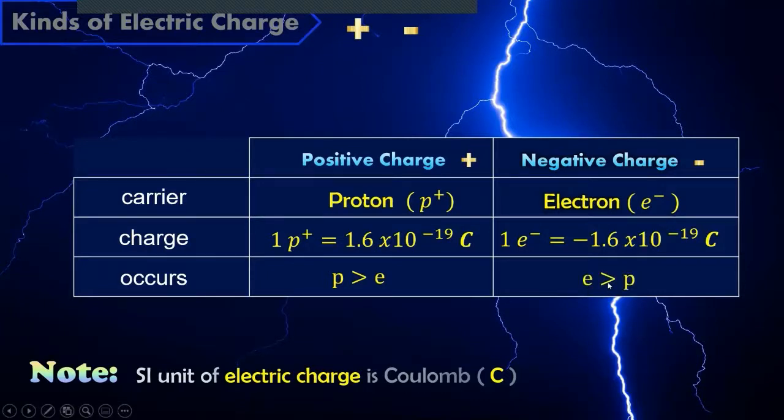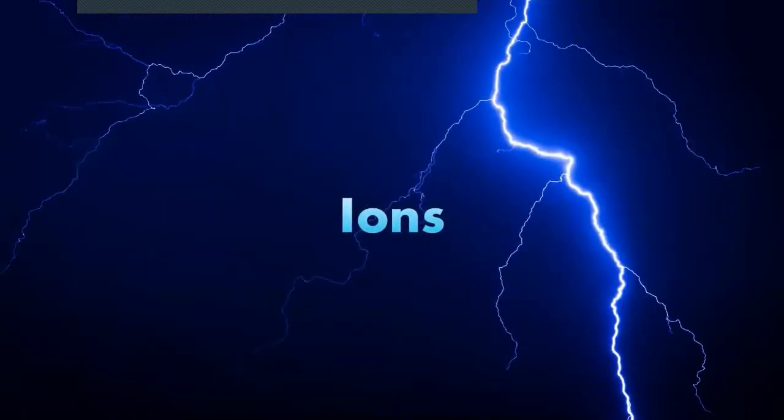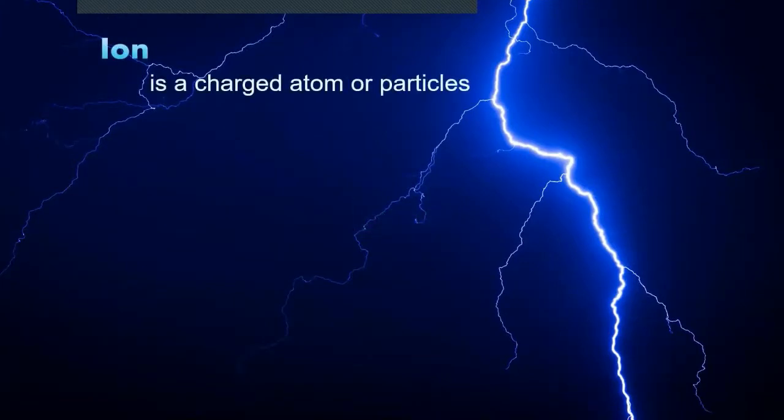In a negative charge, an atom gains electrons. That's why the number of electrons is greater than the number of protons. Again, once an atom loses or gains electrons, it becomes an ion. An ion is a charged atom or particle.